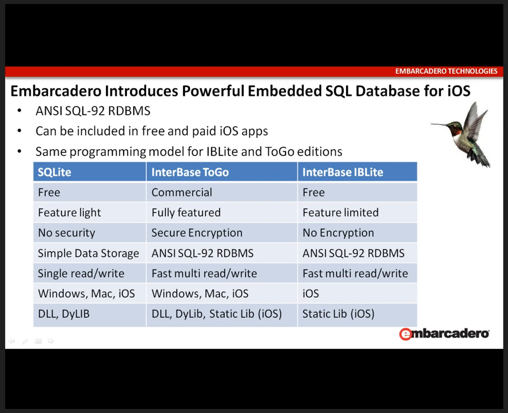Also, we've talked about this a little bit and shown a little bit of it, but we put out, was it last week or this week? We put out a press release about the introduction of InterBase To Go and InterBase Lite, embedded SQL databases for iOS, IB Lite and IB To Go. And this chart just gives you a little bit of information about what you can do. So IB Lite is the free version of InterBase that you can embed, statically link, inside of your application for iOS. SQLite is also there in the operating system.